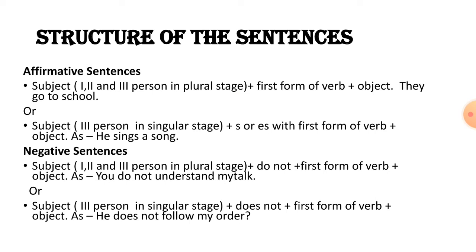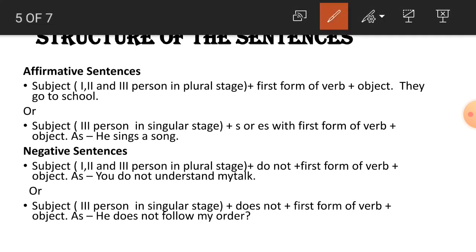Structure of the sentences. Here are the structures. Affirmative sentences: subject plus first form of verb plus object. Here you can check, students. Here, these are: they, subject; go, first form of verb; to school, object. In this way we can frame sentences.